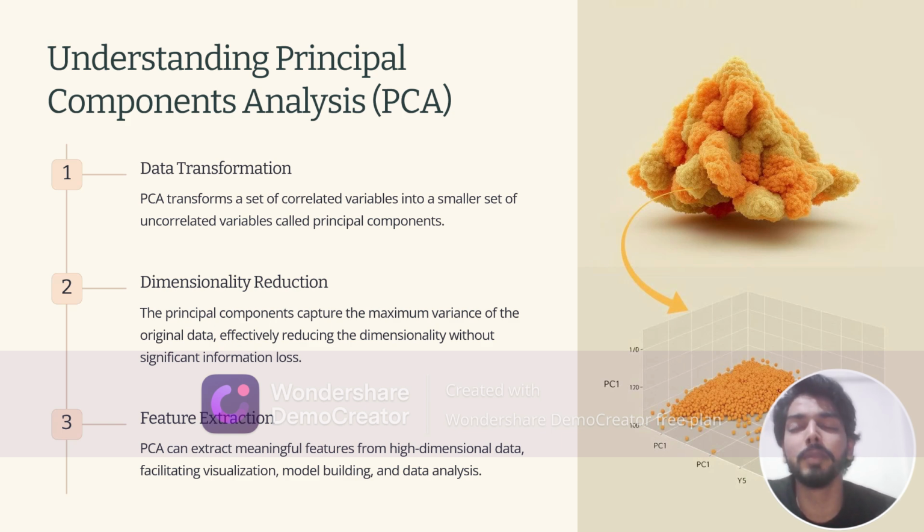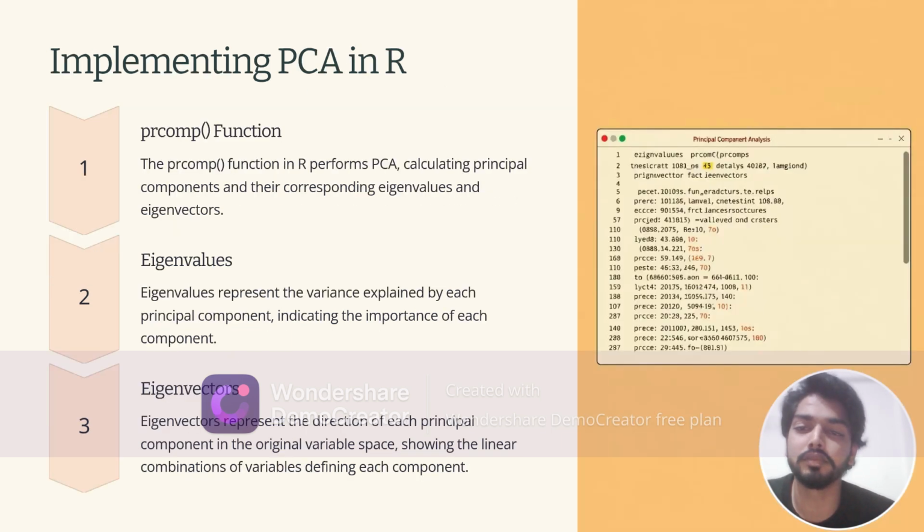So basically, PCA is divided into three key components: data transformation, dimensionality reduction, and feature extraction. These are very important key terms to learn and memorize. You need to understand these very carefully.